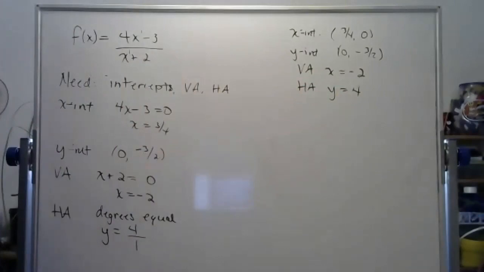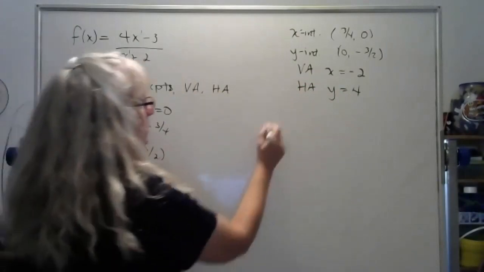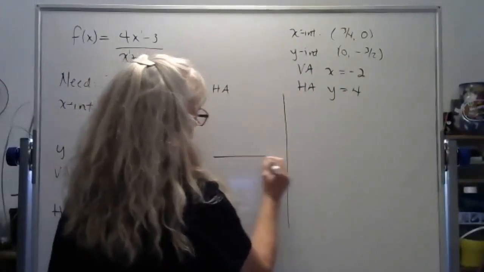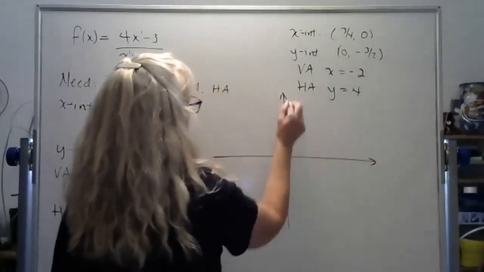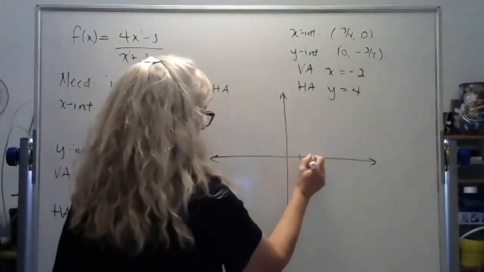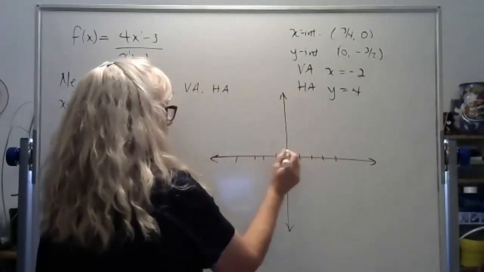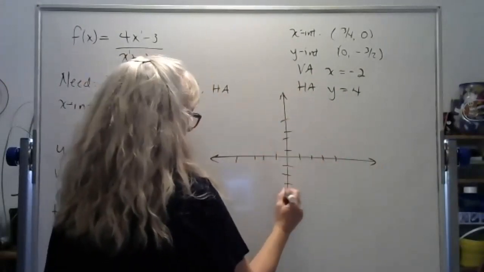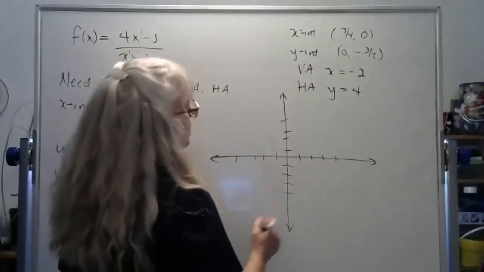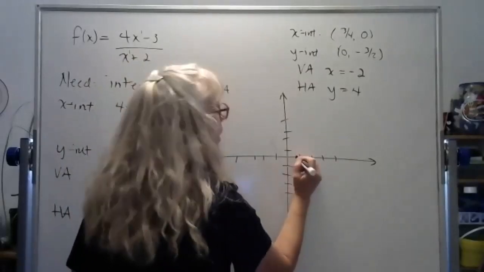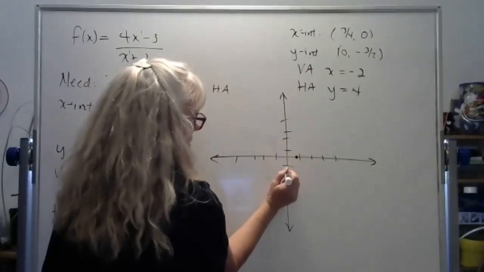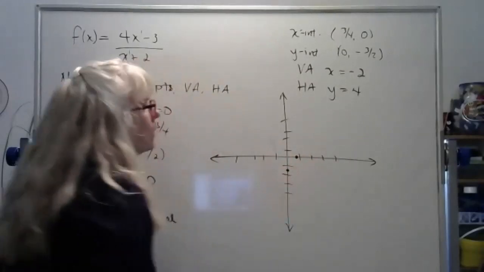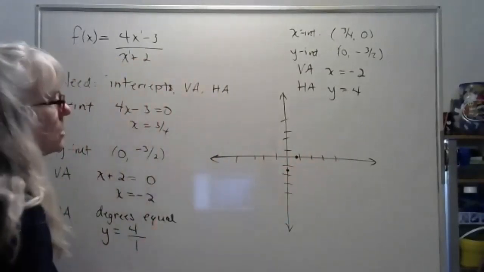Okay, comments or questions? So that's all of the analysis. Now we're down to graphing it. So we have a point at 3/4. And I have a point at -3/2. We have a vertical asymptote at -2.